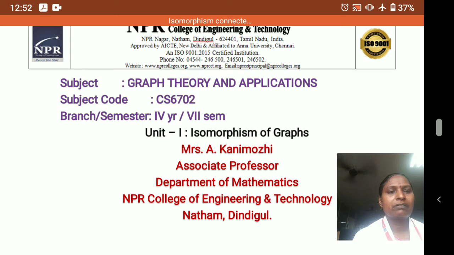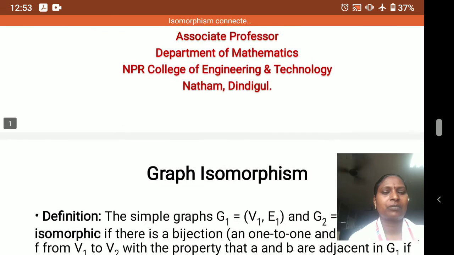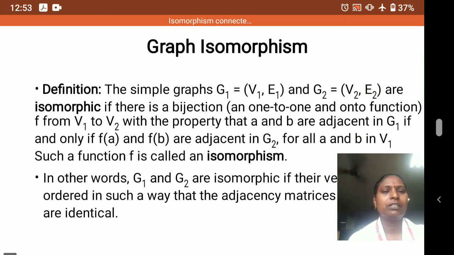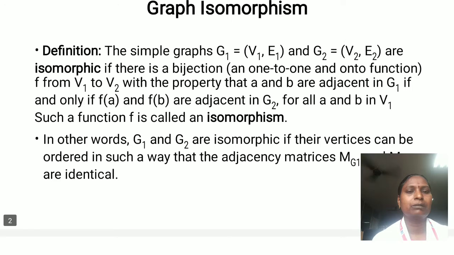In the previous class, we had a definition of a graph and some suitable examples, some simple graphs. Following that, now we are going to see isomorphism of graphs. So what is the definition of graph isomorphism?